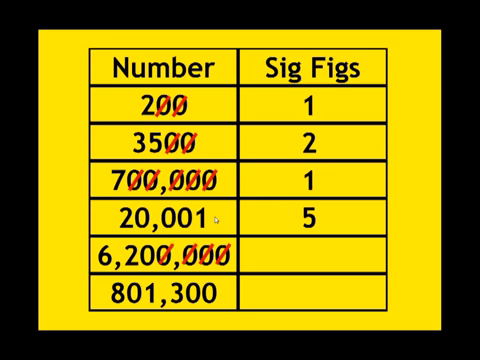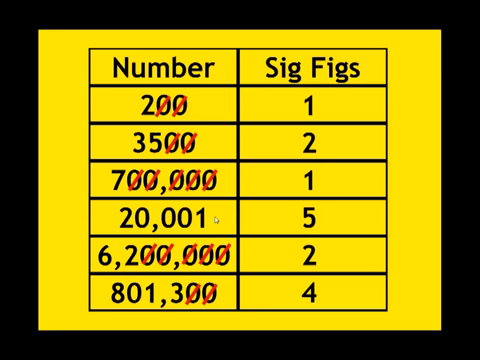Then we come to a number which is really large, 6,200,000. If we skip over all of the trailing zeros because the decimal is absent, we get only 2 sig figs. And then finally, 801,300. The decimal is absent, Atlantic Ocean side. Once we get to the 3, everything counts. So this number has a total of 4 sig figs.